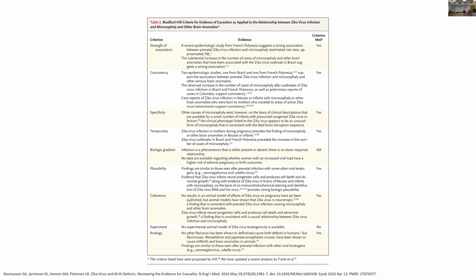Not meeting the biological gradient. Again, the plausibility, which we see, coherence, which we see. At this point, there was not yet an experimental model for congenital Zika. And then you want to see analogy with other similar viruses, which they argue we do see because of the other flaviviruses.